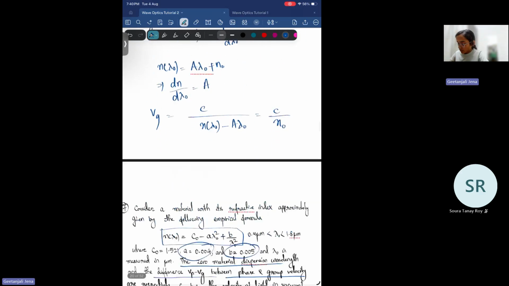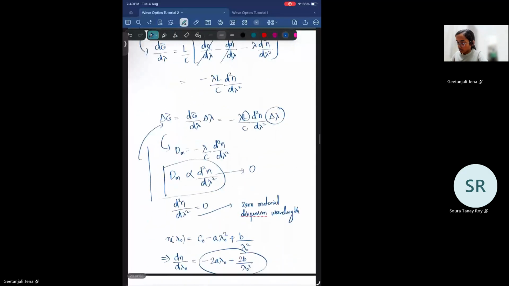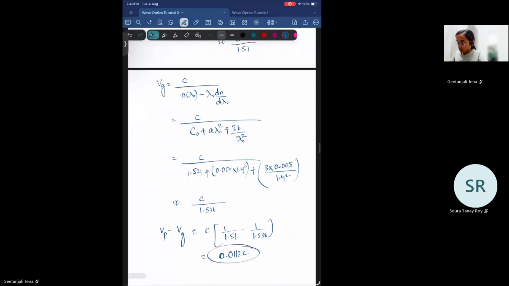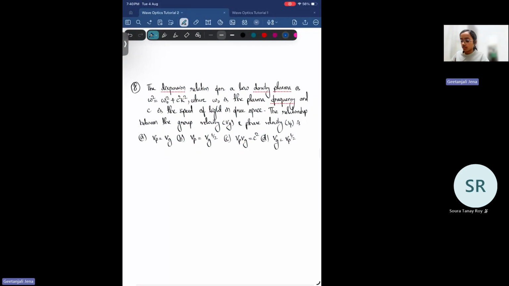Okay, so let us move to our question number 8. It is given the dispersion relation for a low density plasma. It is given by omega square is omega 0 square plus c square k square. Omega 0 is the plasma frequency and c is the speed of light in free space. What is the relation between group velocity and the phase velocity?